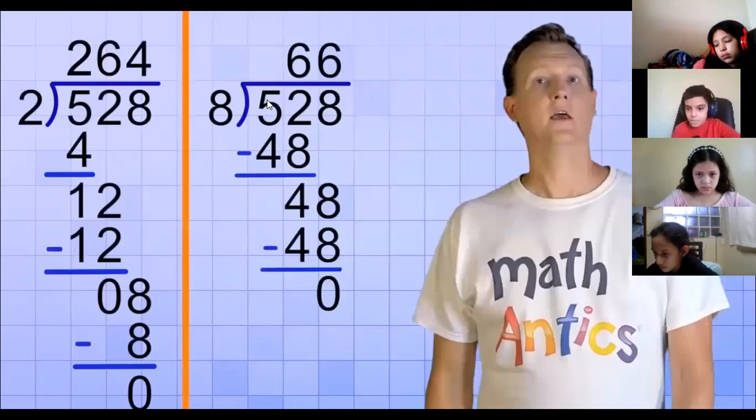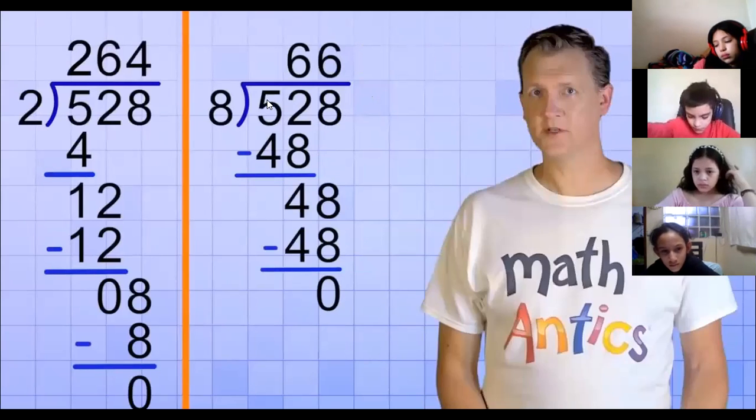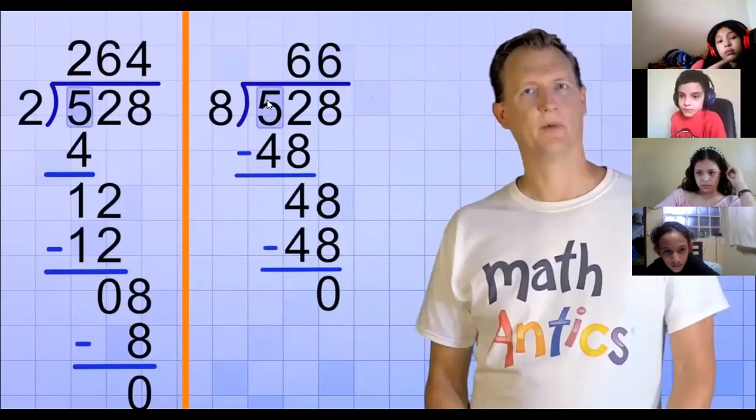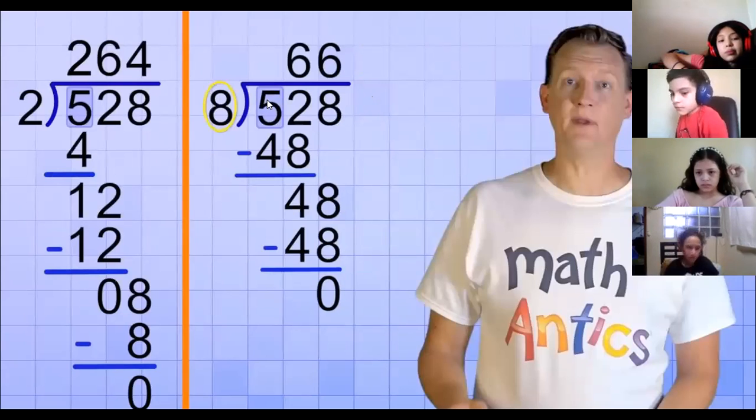Did you notice the difference between these two problems? We wanted to go digit by digit in both problems, but in the second problem, the divisor was bigger than the first digit of the dividend.